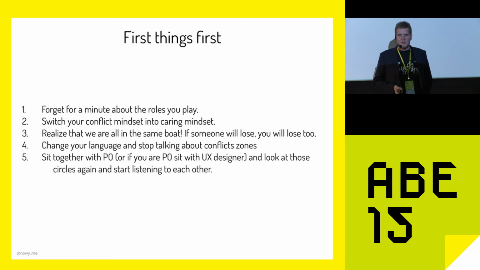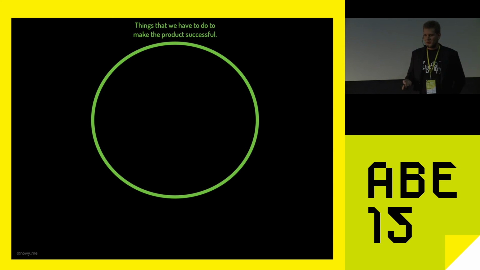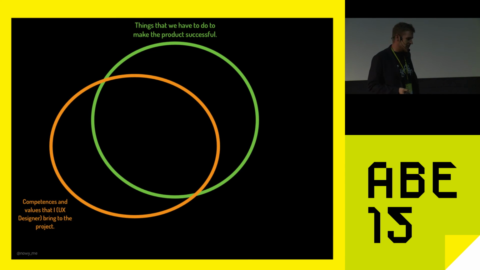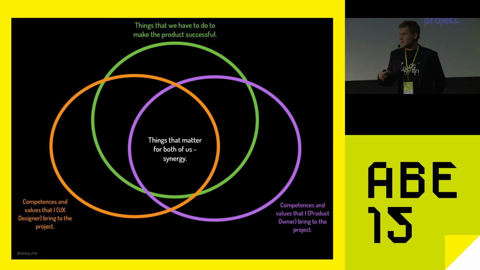And change your language, stop talking about conflicts and sit together once again. So let's see this circle again. Let's talk about things that we have to do to make the product successful. Think about competences and values you can bring to the project to make the product successful. Same thing with the product owner. Don't look at these overlapped competences as a risk of conflict, rather start to think about the things that you both care about.